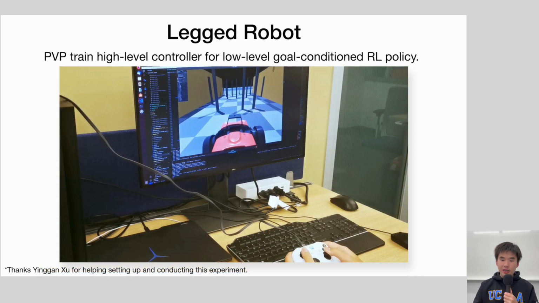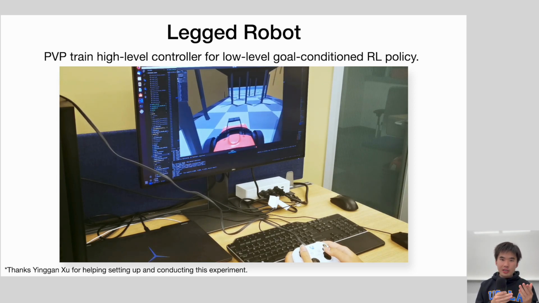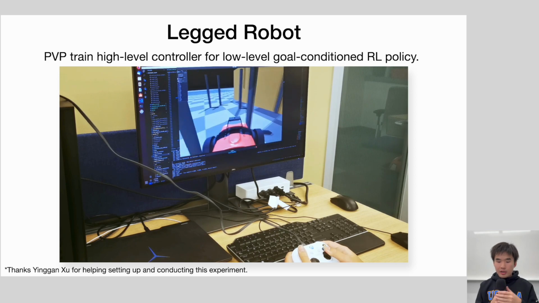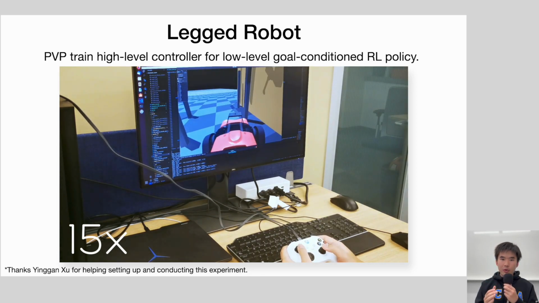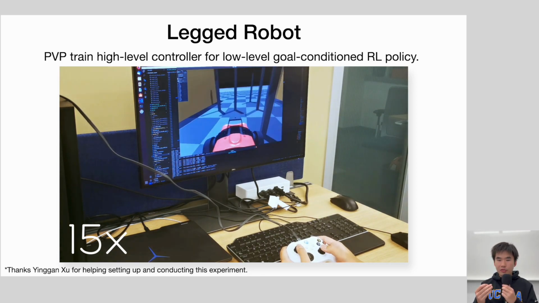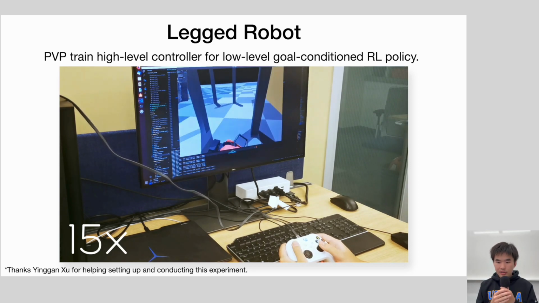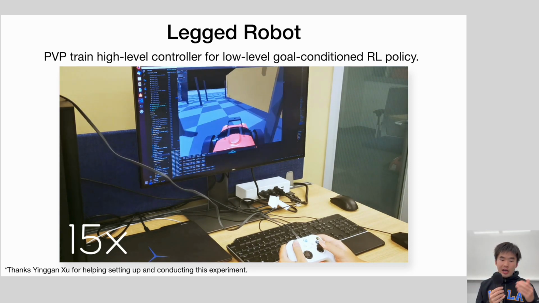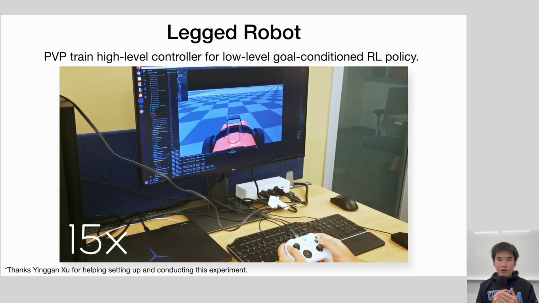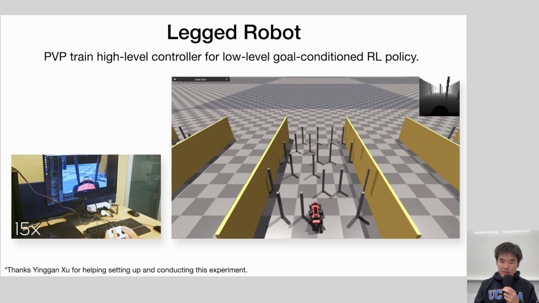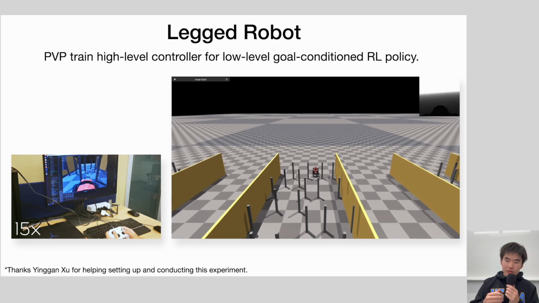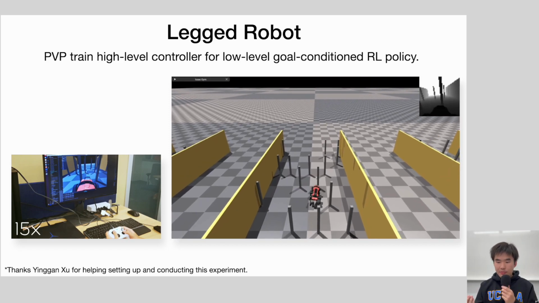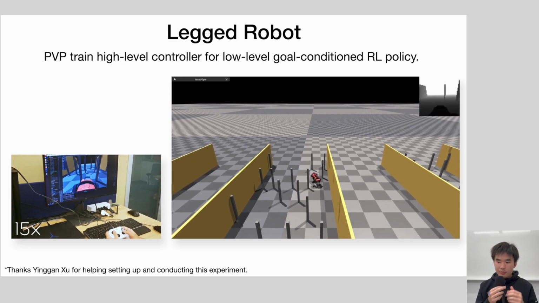We also apply PVP to a robot environment. In this environment, the action space is so high-dimensional that the human subject cannot directly control the robot. So we first train a low-level goal-conditioned RL policy in the environment without obstacles. And then we use PVP to train the goals for this goal-conditioned policy. You can see that PVP can train a high-level controller for the low-level goal-conditioned RL policy, and our method can also learn the performance of a robot in this environment. Note that here the input is the depth camera, as we're using a CNN to process the observations.